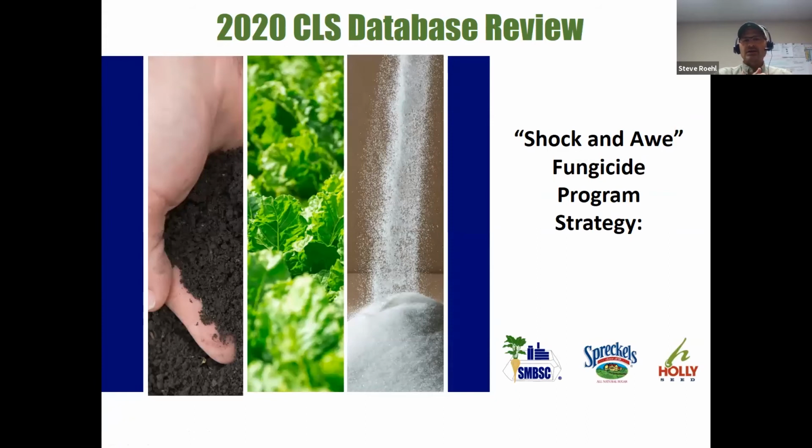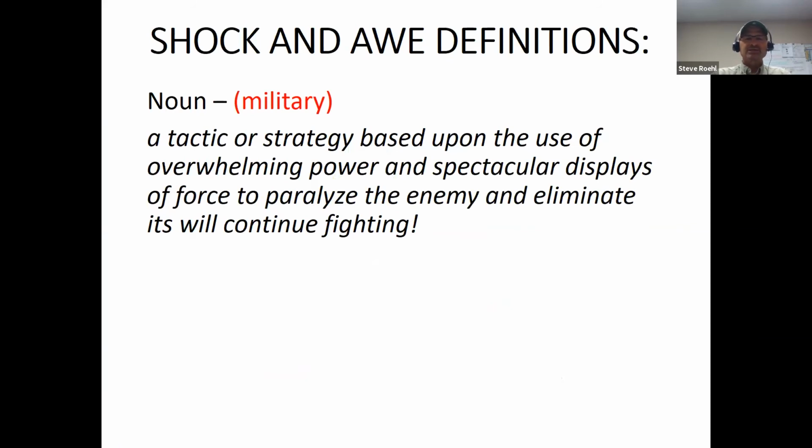So let's talk a little bit about this life cycle, finding the most vulnerable stages of the disease, and how that relates to obtaining as much shock and awe as we can from our fungicide program. As I mentioned in a previous presentation, shock and awe, you've heard it before from a military sense, is a tactic or a strategy based upon the use of overwhelming power and spectacular displays of force to paralyze the enemy and eliminate its will to continue fighting.